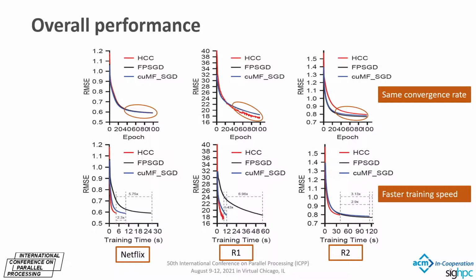HCC-MF will synchronize all workers in each epoch. Therefore, parallelism will not affect its convergency rate, which is consistent with the convergency rate of the algorithm on a single processor. The training speed has been improved. Among them, the improvement on Netflix and R2 is larger, which are 2.3 times and 2.9 times of GPU respectively.